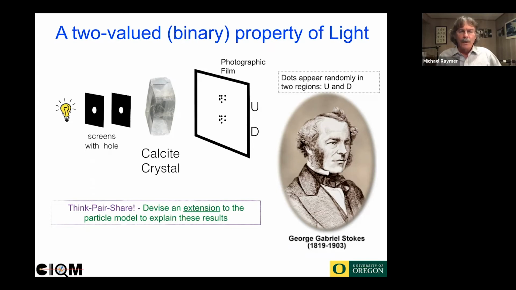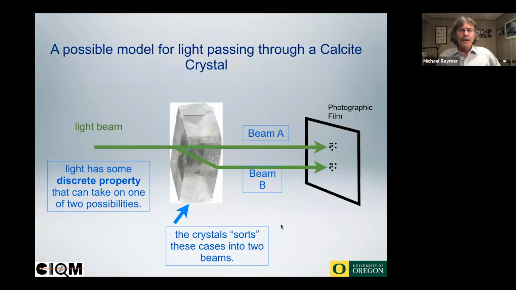Okay, so this is a cartoon of what's happening. If you put a light beam through the crystal, part of it goes straight through and part of it gets deflected down to the lower beam. And so we say the crystal sorts these cases into two beams. There's some discrete property that light can take, and it has only one of two possibilities. And we haven't said yet what that property is.